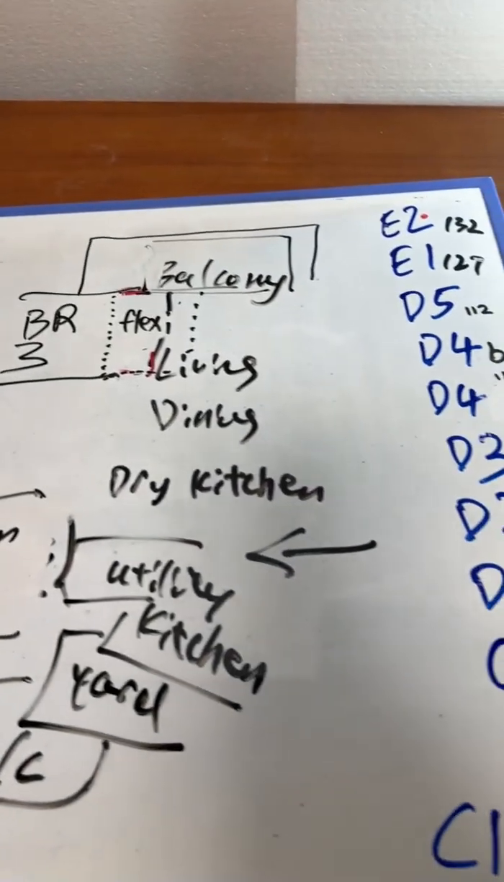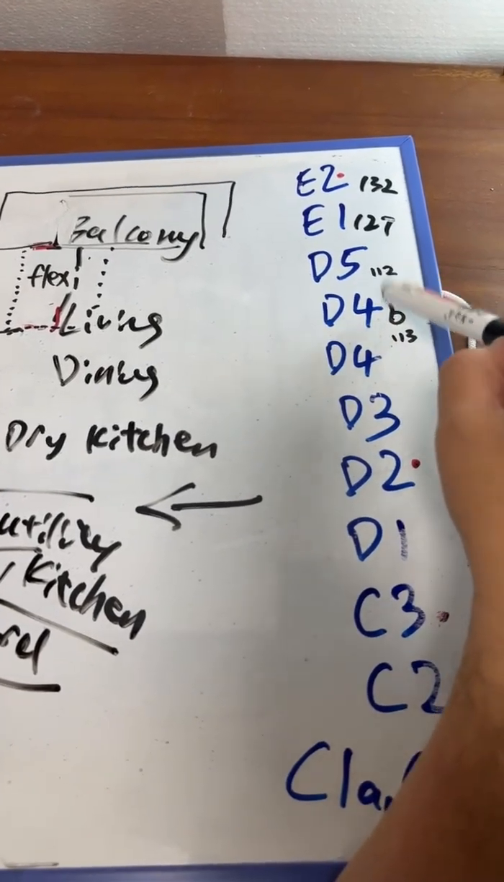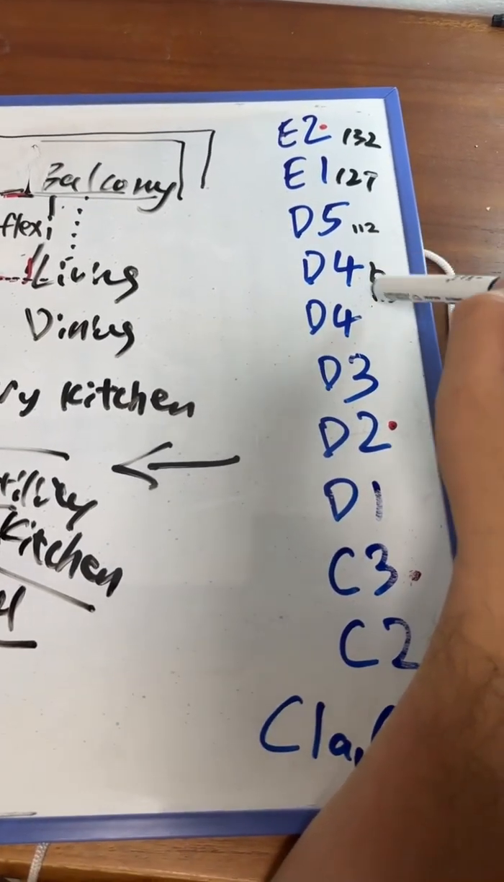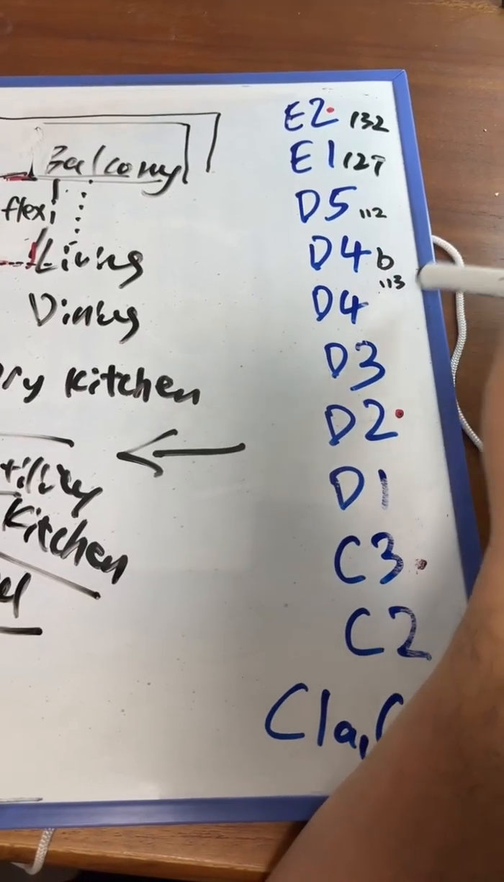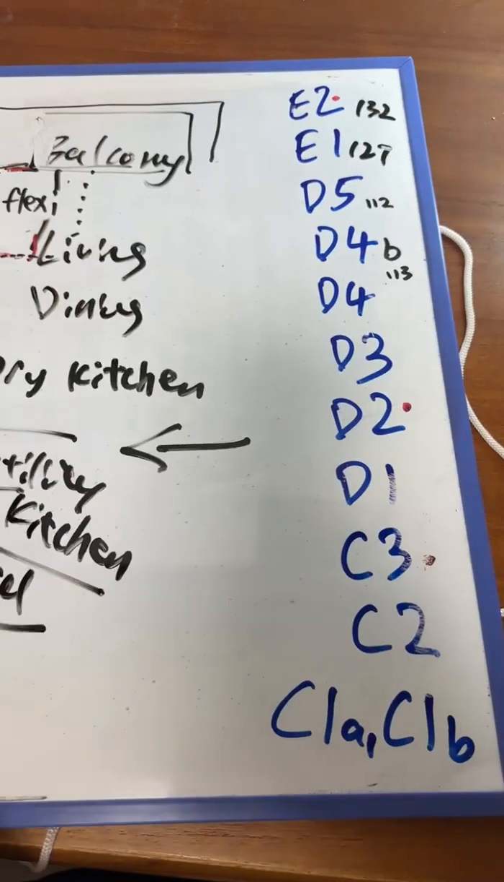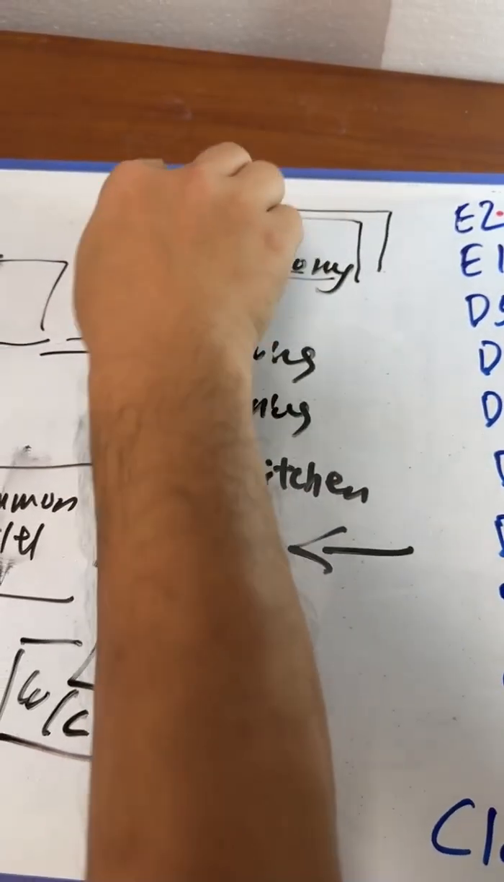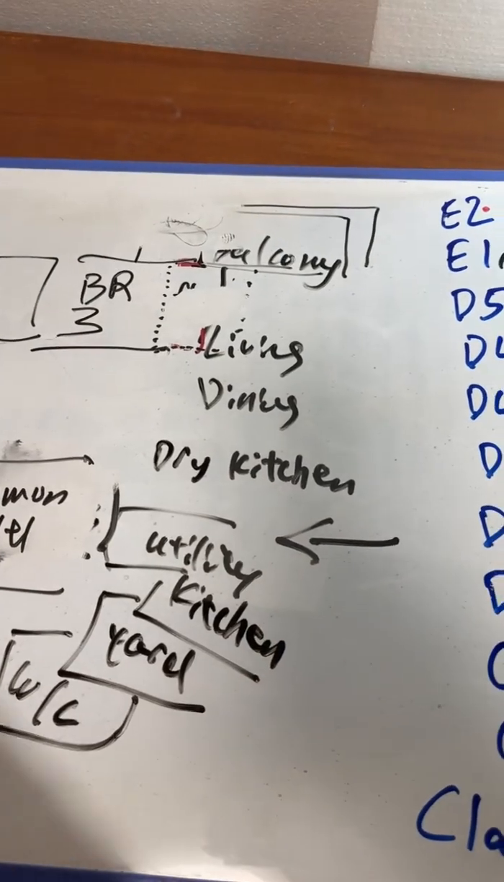Okay, now when D5 becomes D4B, what is it? What are the changes? You see, 112 actually increases to 113 there. You know why? Because you no longer have the flexi area. So you no longer have the flexi balcony.